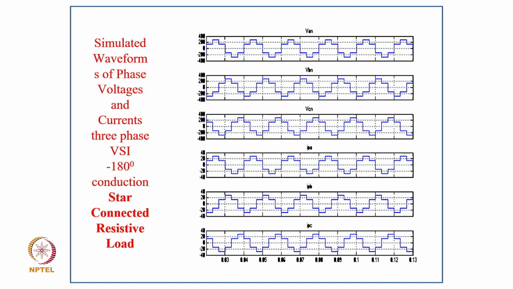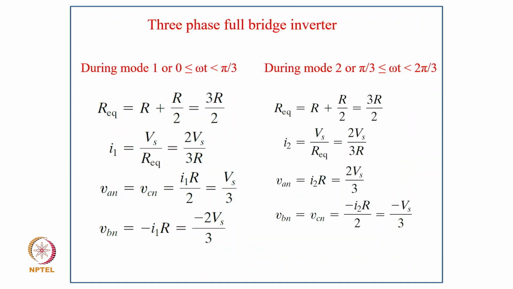Then this is the simulated waveform of phase voltage and current of a 3-phase VSI for 180 degree conduction with star connected load. So now coming to the 3-phase voltage source bridge converter, during mode 1, when 0 to pi by 3, R equivalent is R plus R by 2, that is 3R by 2, and I1 is Vs upon Req, that is 2 by 3 Vs upon R, and Van is equal to Vcn equal to I1 R equal to Vs by 3, and Vbn equal to minus I1 R, that is minus 2 Vs by 3.